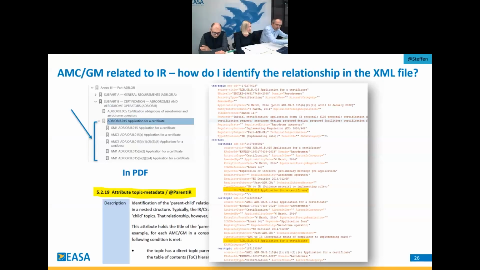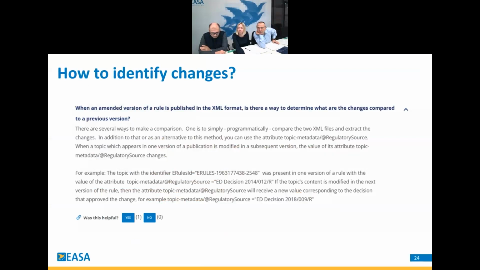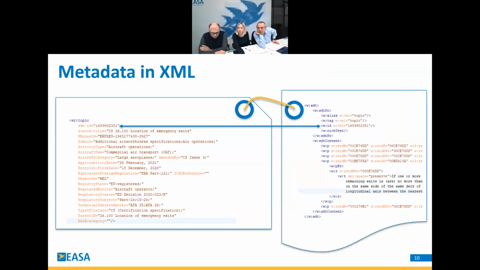I wanted to connect this to another question about SDT ID and eRules ID and how they compete with each other. That is the question which came a bit later, in slide 25, and it is a good point to make. Anna, could you jump to any slide which shows the SDT ID? It's better if you look at it. The one in the beginning, which shows the connection between SDT ID and connecting the metadata to the topic source. Yeah, here. So slide 10.